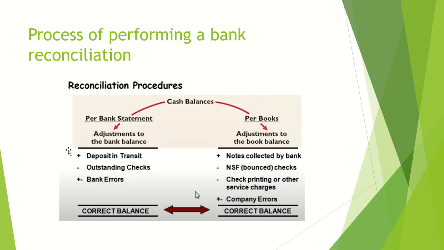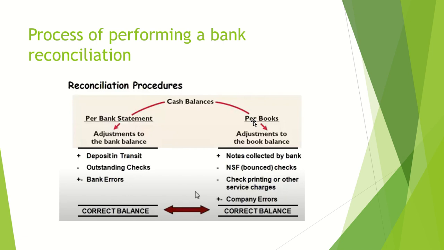A deposit in transit is when the company makes a deposit, let's just say at the end of the month. They put together a deposit slip with deposits that are going to be made to the bank. We're going to say they did this at the end of January, so January 30th or January 31st.